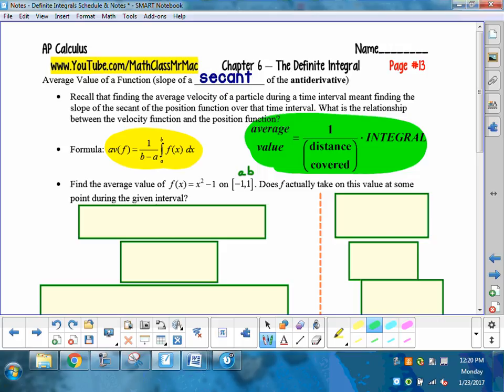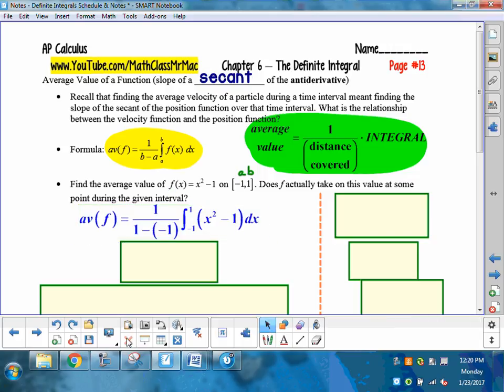What do I have to write out to figure out what the average value of this function would be? Abby, what do you think? The average rate times the integral. There you go. That's what needs to be down on your paper. The average value of the function is equal to 1 over, technically you could simplify it down, it's going to be 1 over what?